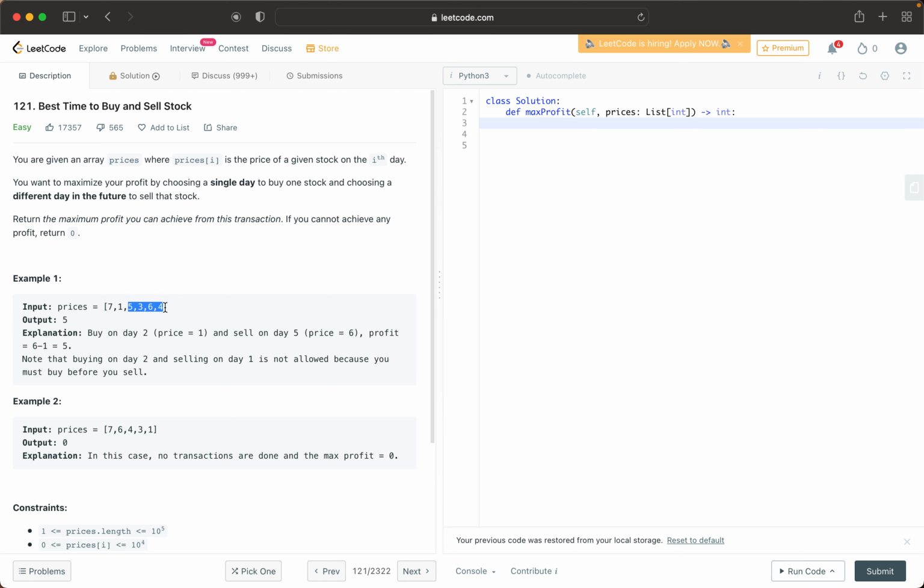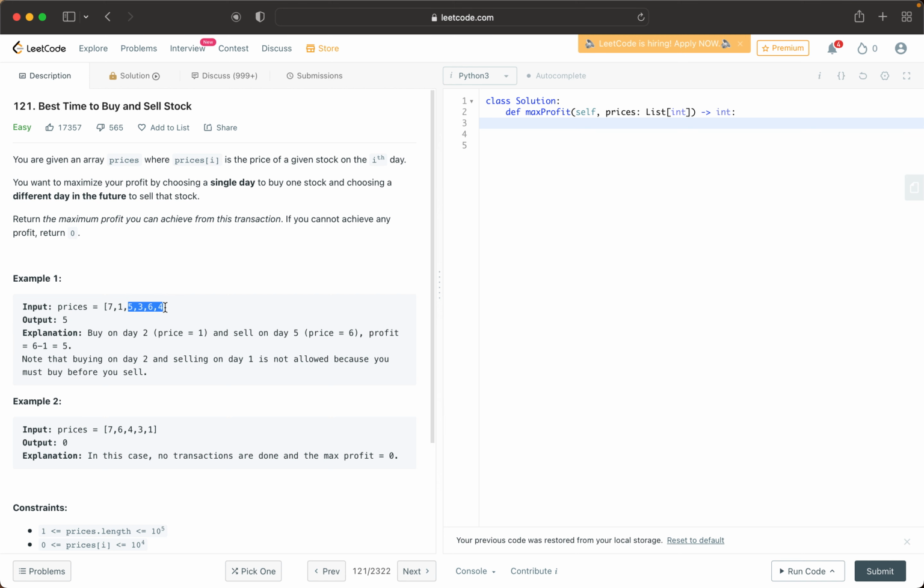So in this case, after day 2, the best price is 6. So we shall sell the stock on day 5 and make a profit of $5. In the second example, the minimum stock price in this given data is 1, which is on the 4th day. But after this, we don't have any other data, right? We don't know what the price of the stock was after the 5th, 6th or 7th day. So in this case, we shall return 0.